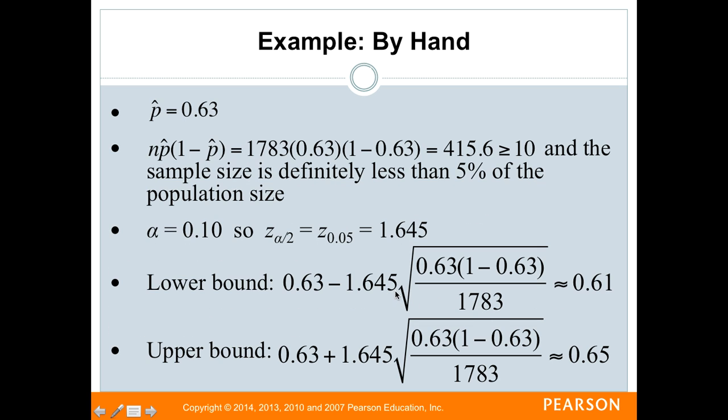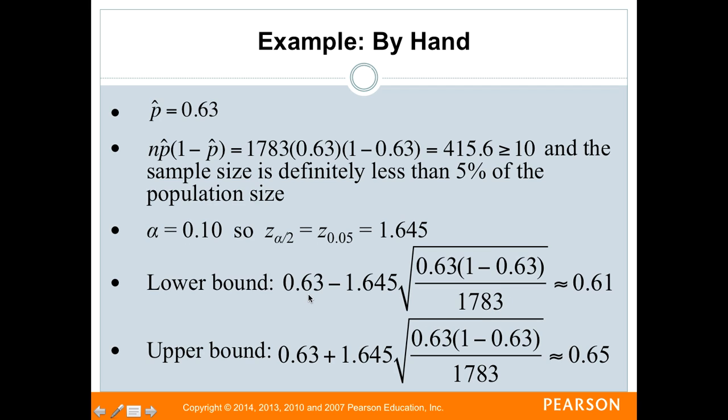And you take that 1.645 and you multiply that by the square root of p hat, which was 0.63, times 1 minus p hat, 1 minus 0.63, over n, which was 1783. Now you need to be very, very careful putting this in your calculator. My suggestion would be to pause the video for a minute, try it in your calculator, make sure you're able to get these answers. If you're having any issues, make sure that when you type this in, you put an extra set of parentheses right after you hit the square root key, and don't end that set of parentheses until after the 1783.